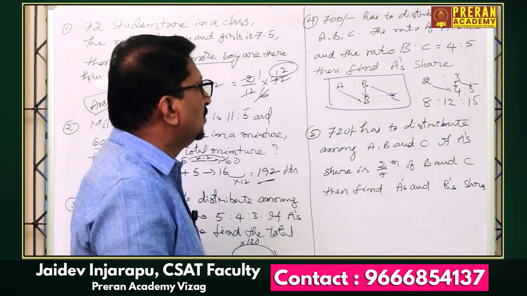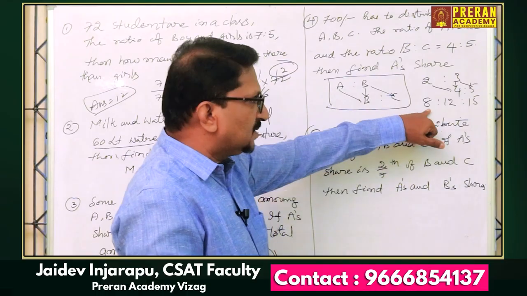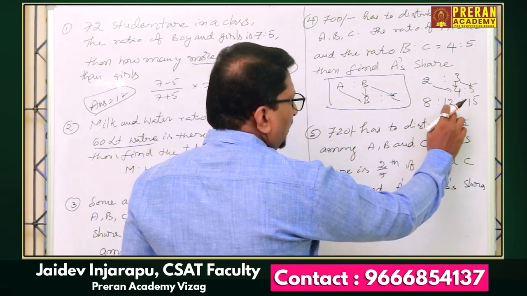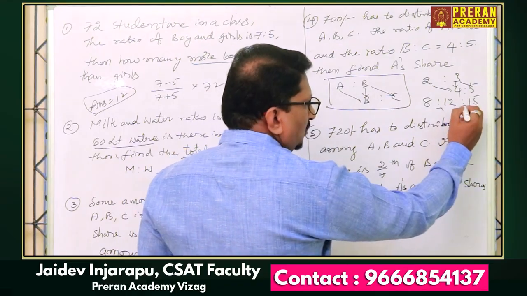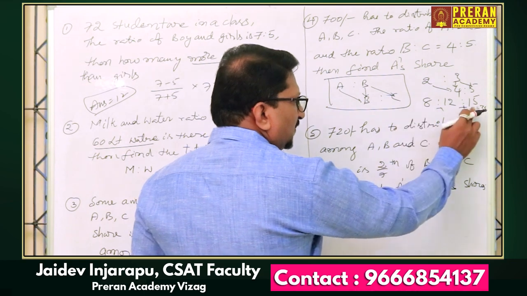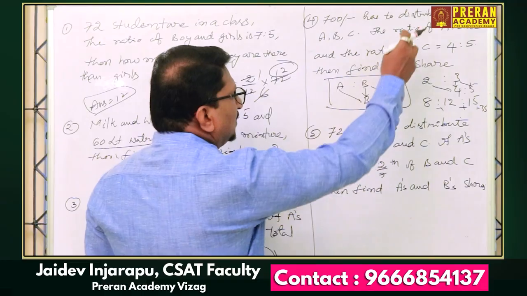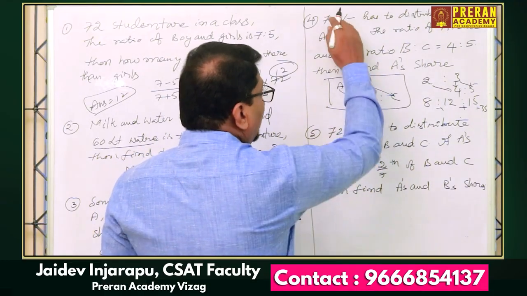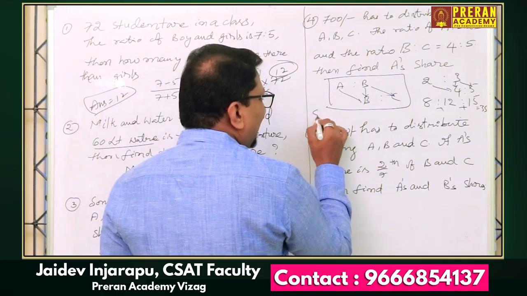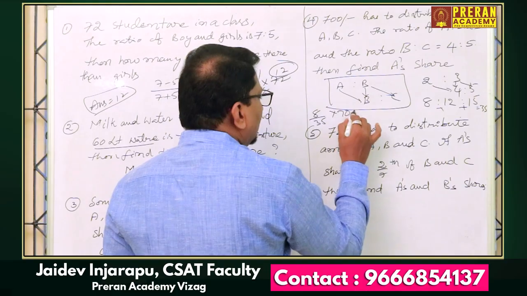Now what we have to do? We have to find A's share. How many parts are A's? So total parts are how many? 35, right? If you calculate this, 12 plus 8, 20 plus 15, total are 35 parts. Now you have to calculate A's share out of 700. So A's share how much? It is 8 by 35 into 700.